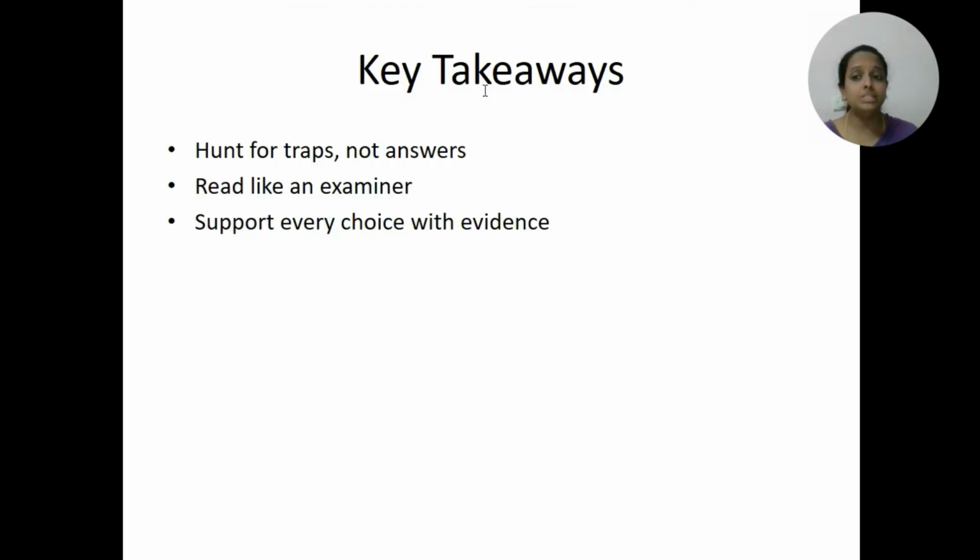Okay? Remember, CELPIP reading isn't really testing reading. It's testing decision making. The strongest candidates aren't the fastest readers, they are the best detectives. So, from today onwards, don't hunt for the correct answer, just hunt for the trap. Once you find the trap, the correct answer usually reveals itself. And that's exactly how high scorers think.